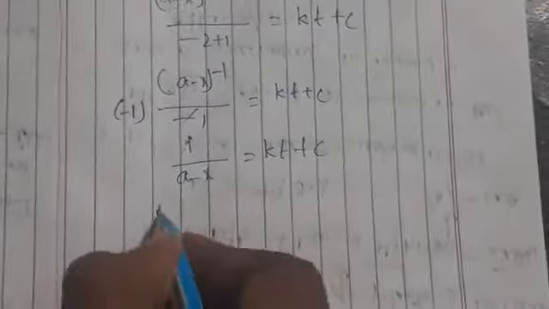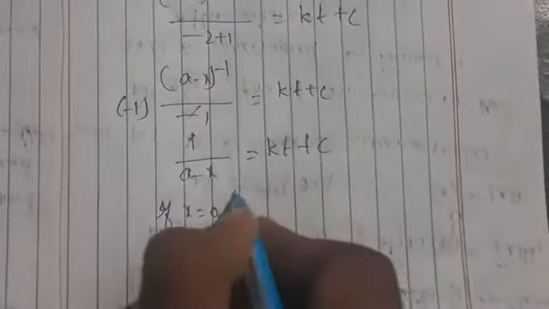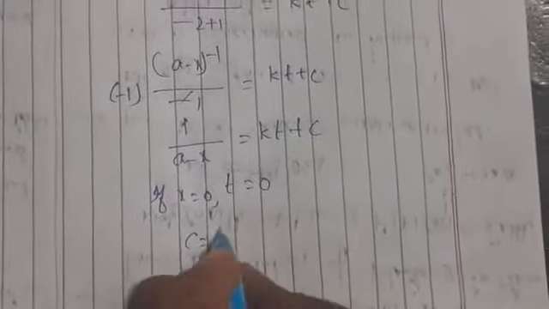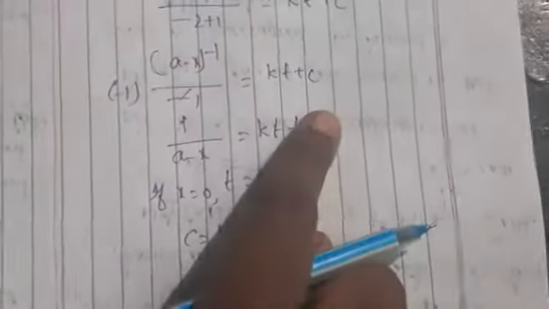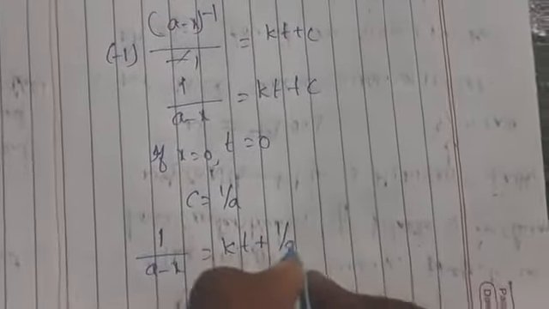Then, to start with time, if x is equal to 0 when t is equal to 0, what are you getting? c is equal to 1 by a. This c value you will substitute here, that is, 1 by (a minus x) is equal to kt plus 1 by a. The 1 by a will come to this side, meaning 1 by (a minus x) minus 1 by a is equal to kt here.